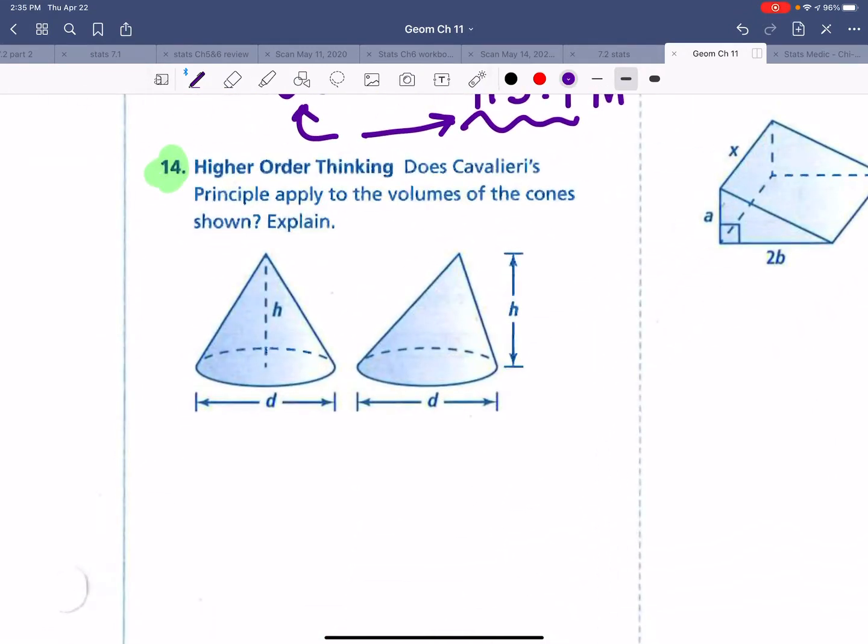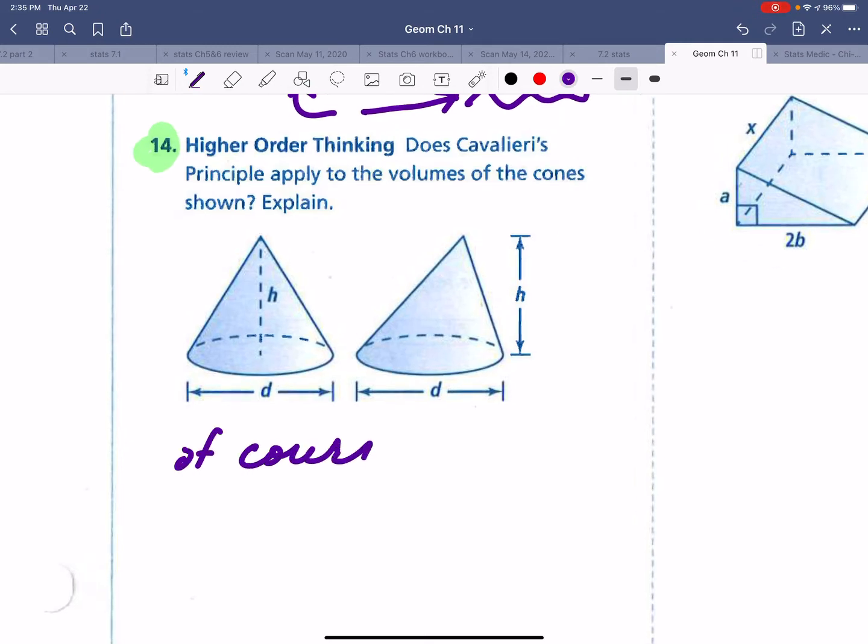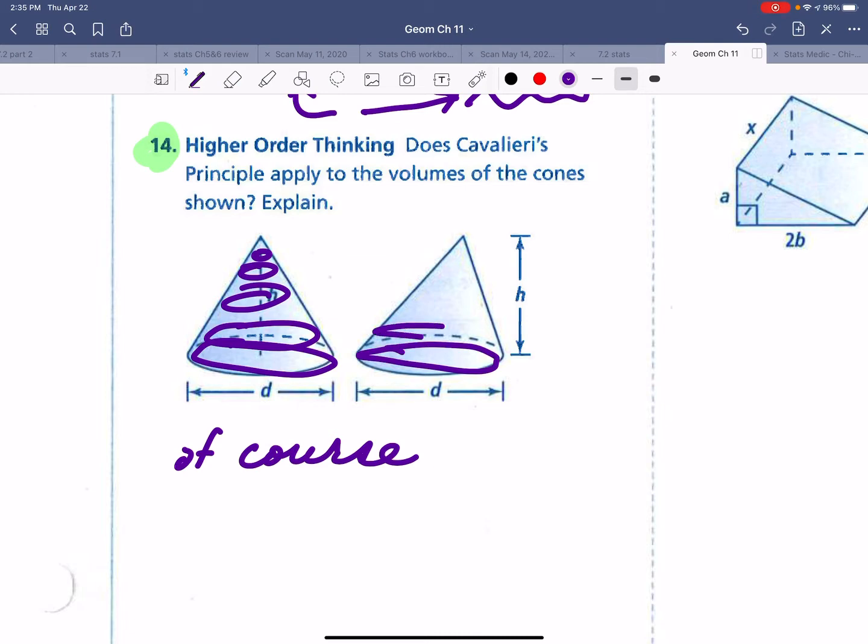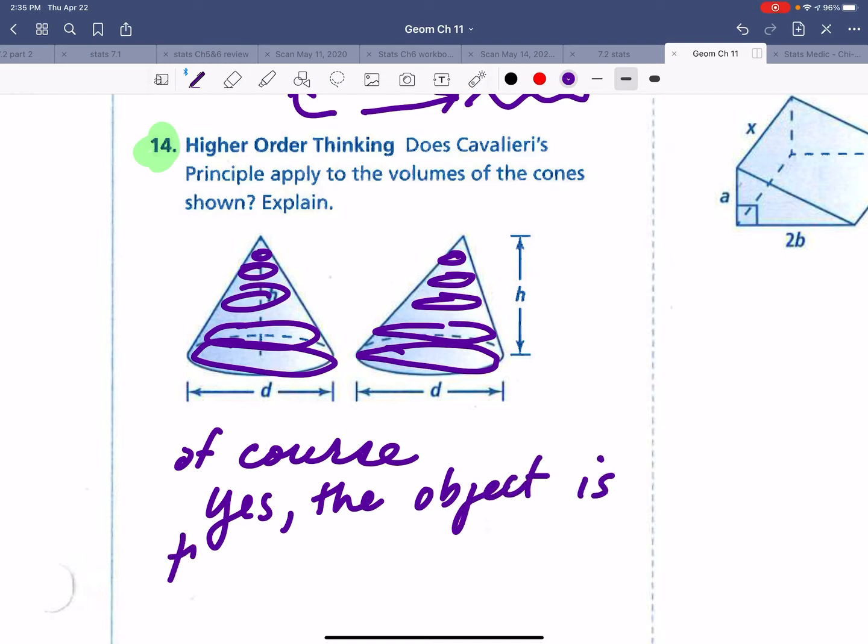Question number 14. Does Cavalieri's principle apply to the volume of cones? Yes, of course. So if I stacked circles that got smaller, and then somebody pushed it over to the side, do they take away the same amount of space in the universe? I'd say yes. We could also think of this as like if it was a piece of cheese or a Jell-O mold. The object is the same volume.